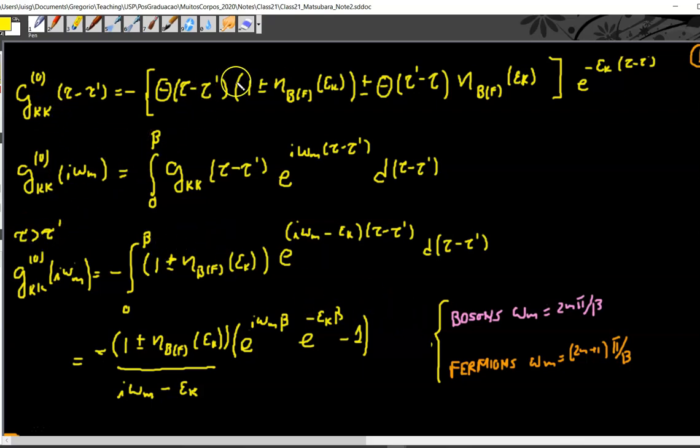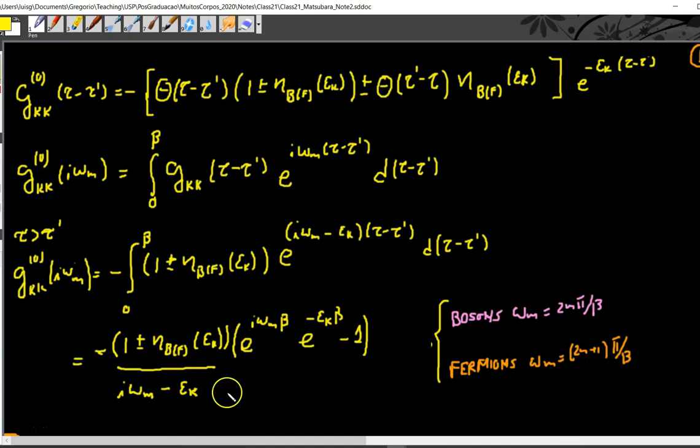Then I would essentially put this term here with the minus sign, okay? So it'd be minus 1 plus or minus n, for bosons or fermions, of epsilon k, times e to the i omega minus epsilon k, times tau minus tau prime, and I integrate here over tau minus tau prime. Now notice there's this minus sign here, 1 plus or minus n, nothing of this depends on the time. So I just integrate this exponential. Of course this exponent goes to the denominator. And now I have this e to the i omega m beta, evaluated from tau minus tau prime equals 0 to tau minus tau prime equals beta, which is this, minus the same as zero, which gives me one.